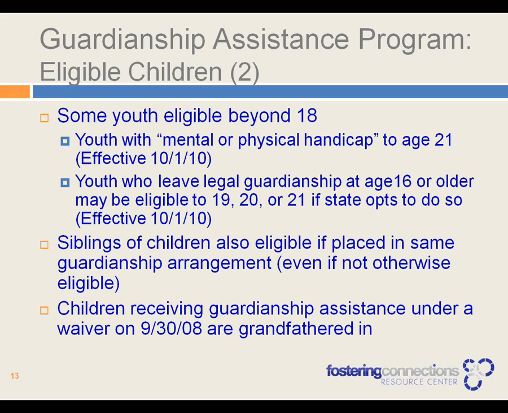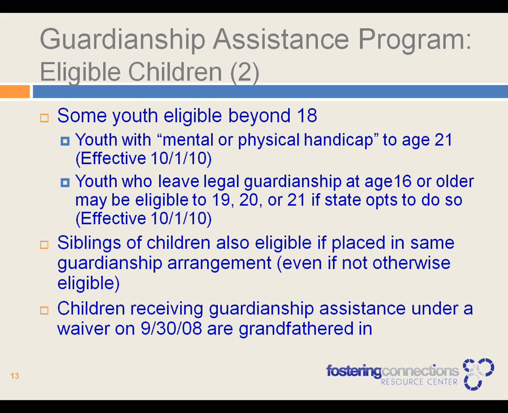This doesn't necessarily mean that they must formally give their consent in court, but they must be consulted. While typically guardianships will end on the youth's 18th birthday, as noted here, some youth will be eligible beyond that age. For instance, youth with what the federal law still refers to as a mental or physical handicap will be eligible to age 21, just as youth with similar conditions who are adopted are eligible for adoption assistance to the age 21. This will go into effect on October 1st of this year.